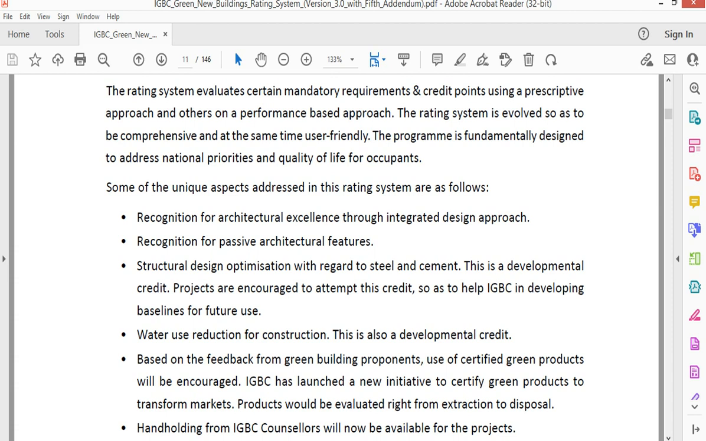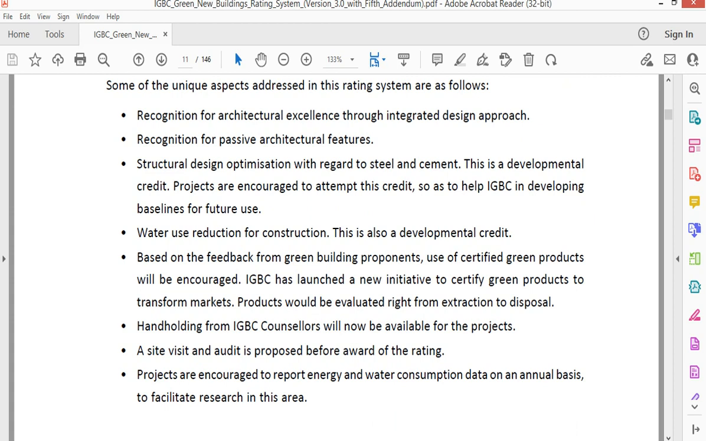So this rating system is actually designed to be comprehensive and user friendly. The program is designed to address the national priorities which I had spoken about in the previous video, and also improve the quality of life of the building occupants. So there are 8 aspects in this rating system.